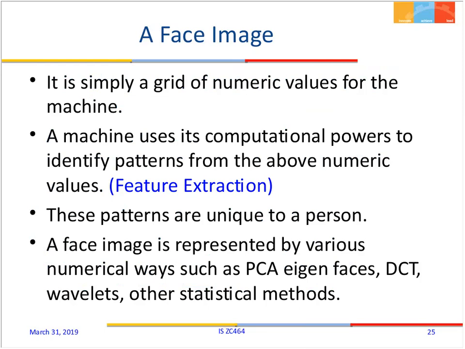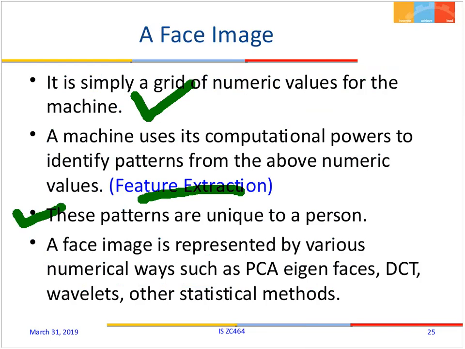This thing I have already discussed, so I'll just go through reading it. It is simply a grid of numeric values for the machine. The machine uses its computational powers to identify patterns from the above numeric values. This is what is feature extraction, and these patterns are unique to a person.